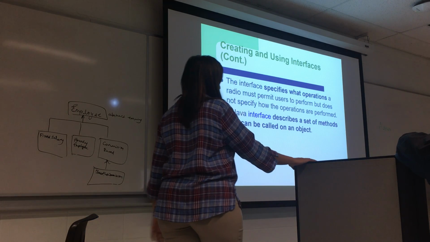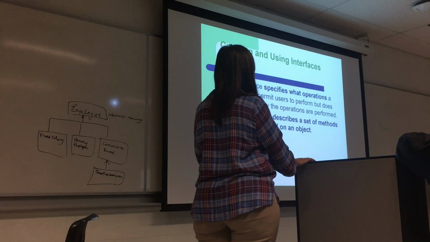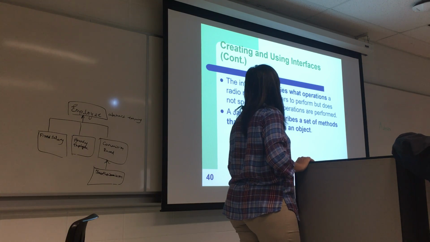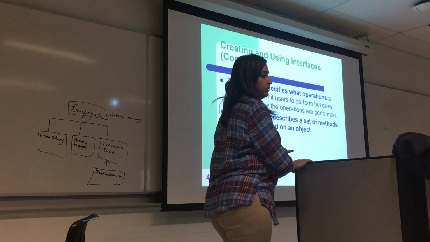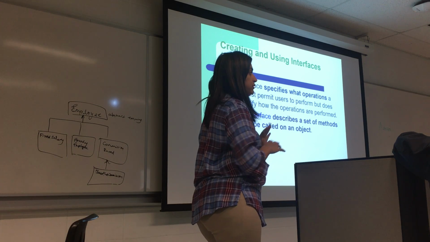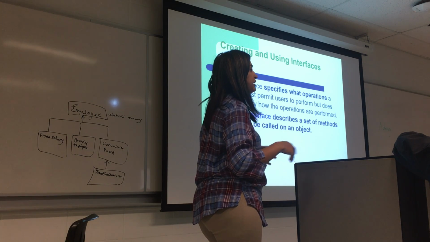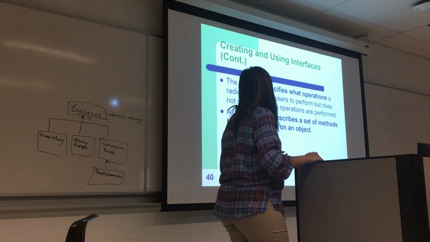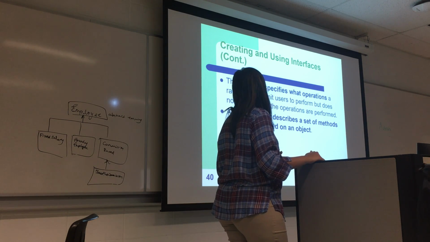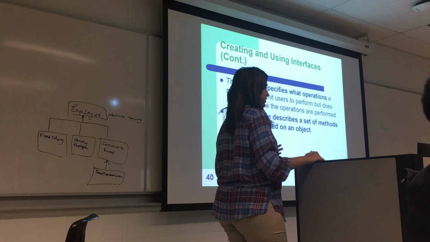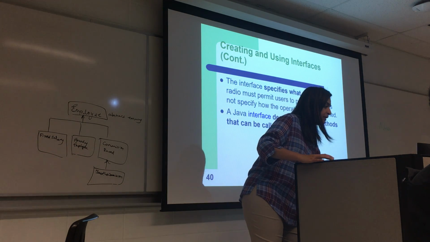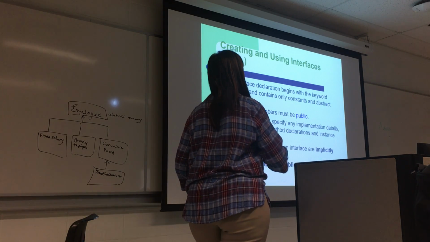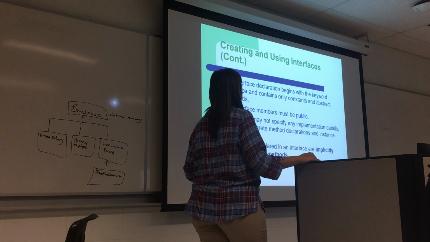The interface specifies what operations a radio must permit users to perform, but does not specify how the operations are performed, right? So the manufacturer is free to design his radio his way, right? A Java interface describes a set of methods that can be called on an object. So you're just going to define the methods that can be called. And you're going to define that by using the keyword interface.